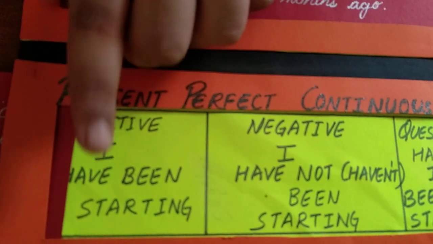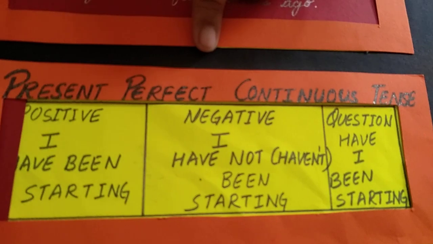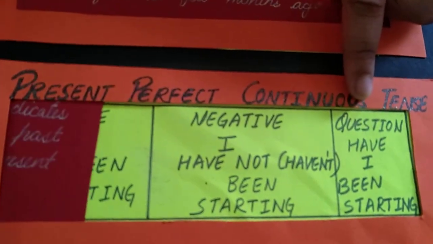Present perfect continuous tense indicates that something has started in the past and is continuing at the present time. For example, I have been studying. Negative. I have not been studying. Interrogative. Have I been studying?